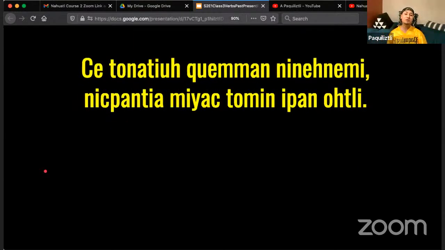Setonati ken man ninehnemi nihpantia miaktomin ipanotli. One thing I want to point out is this verb ninehnemi is a class 2 verb, and you have yet to learn class 2 verbs. So I'm going to translate the past tense of this one, but you're really only responsible for this verb right here, nihpantia. So xipatla ika tlempanok inintlatoli.